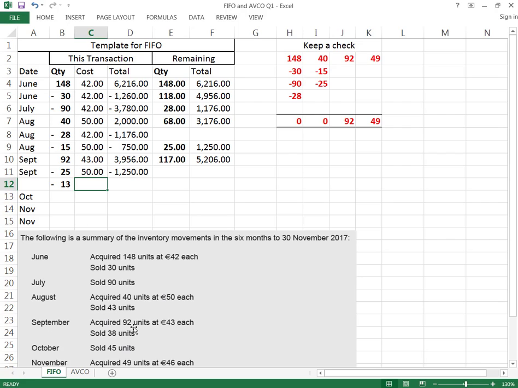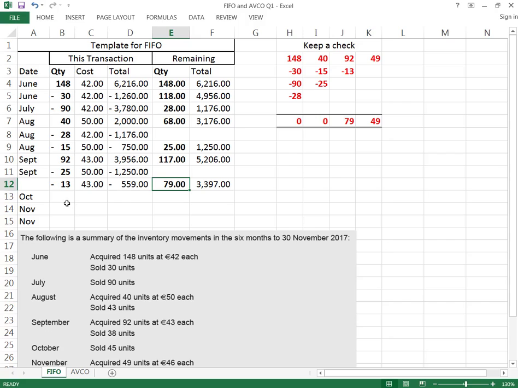out of the 92 that we purchased, which were at 43. Okay, so 559 was the value that we had to take out of inventory in order to sell those 13. So once again, how many have we got left? We have the 117 less the 25 less the 13. So we've 79 units left, and the value of those 79 units in inventory is the 5206 minus the 1250 minus the 559. Okay, so 3397 is the value of those 79 that we have left, and we have sold 13 then out of that 92. Okay, so we have 79 left, and 79 we're showing here. So everything that we have left is out of that September purchase of 92, because we've sold everything else.